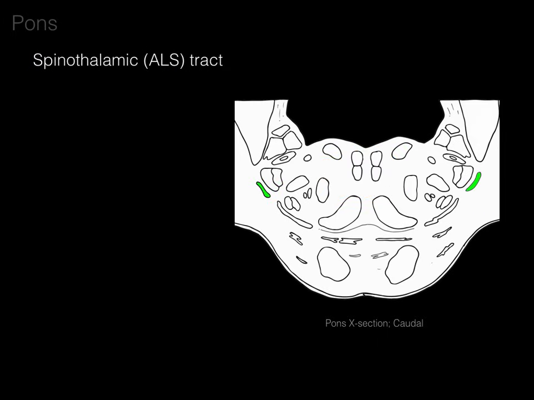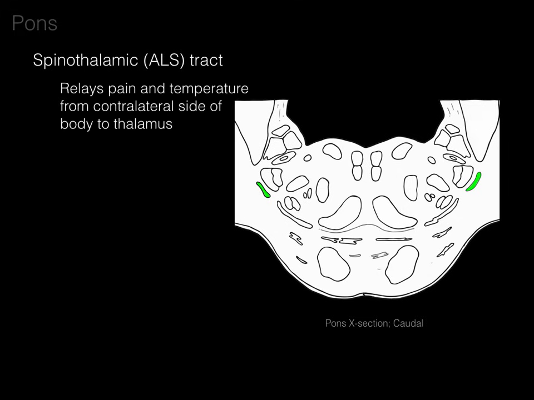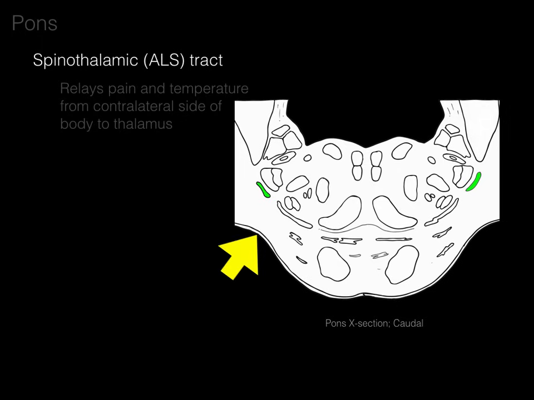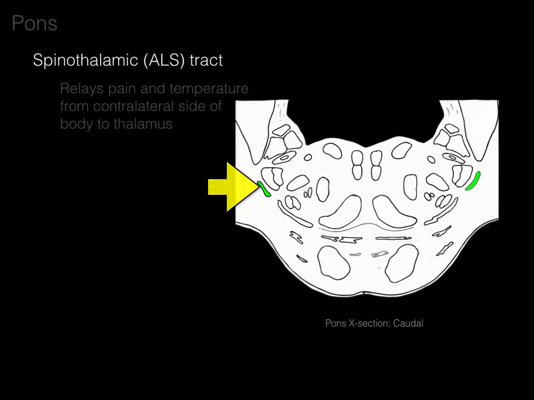All right, now the spinothalamic or ALS tract. There it is in green. It's a smaller structure. Now its function is to relay pain and temperature from the contralateral side of the body to the thalamus. Same one that we talked about in the midbrain. And we find it by finding the bulge of the pons proper, and then I just kind of go down to the side, as if I'm going down the slope of a hill, and then I find that middle cerebellar peduncle, and it's in between that, laterally within the pons.